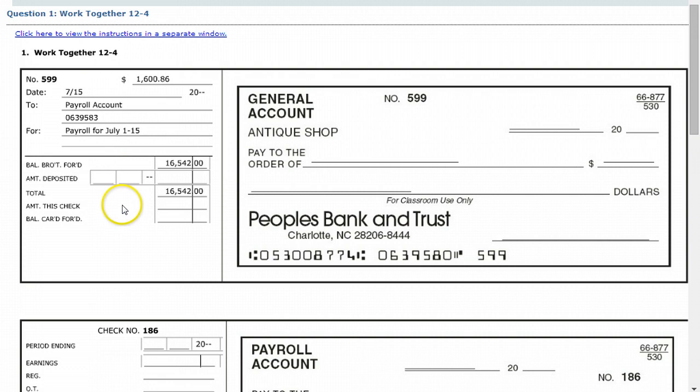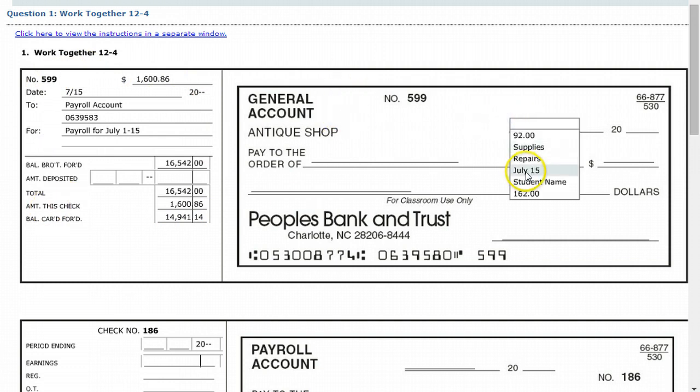Next thing we do is we're going to calculate the math. So we're going to put down $1,686. We've got to figure out how much money is left, so we're going to subtract these two numbers right here to figure out how much money is in our regular checking account. So this part is the stub. This part is the actual check.